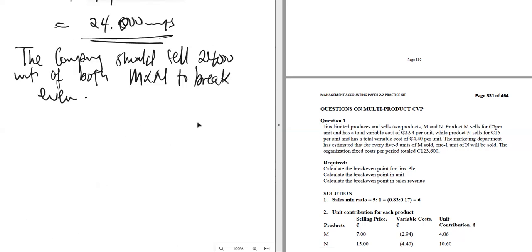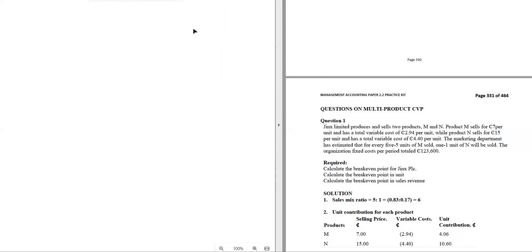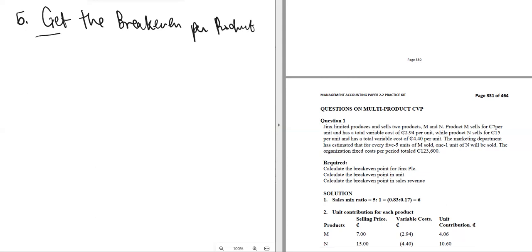So what we have to do is use the sales mix to spread and get the individual mix or the individual product. So the next thing I would do, which is my step 5, is to get the break even per product, right? That's the break even per product. And how do I get the break even per product?